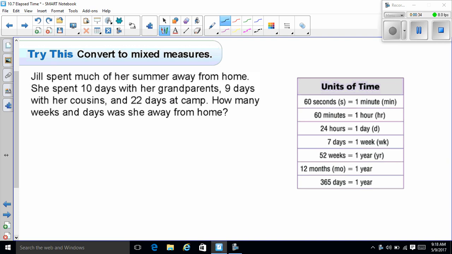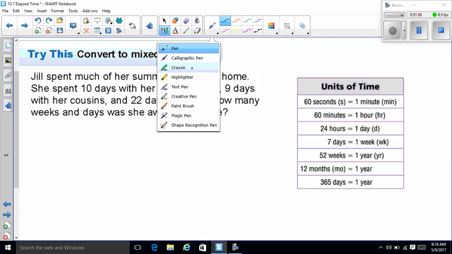You're going to see conversions presented to you multiple ways. One way is going to be a word problem, and the other way would be just a straight up conversion where they're going to give you a unit of time, and you have to convert it into another unit of time. Today we're going to start with our word problem. Our word problem states, Jill spent much of her summer away from home. She spent 10 days with her grandparents, 9 days with her cousins, and 22 days at camp. How many weeks and days was she away from home?